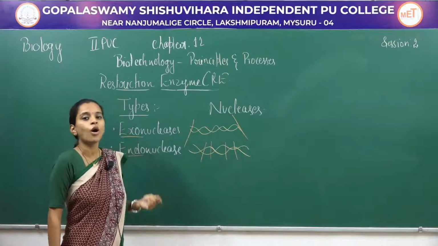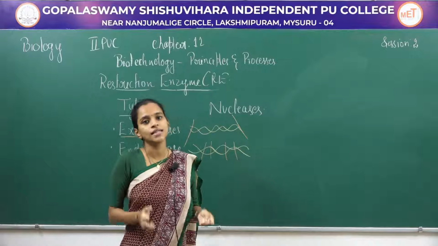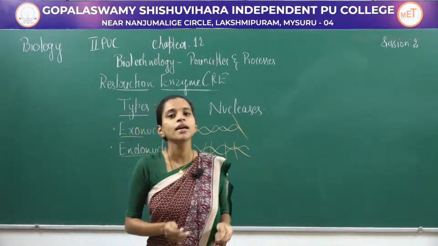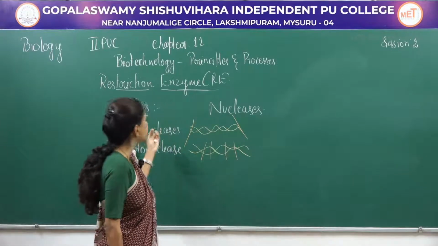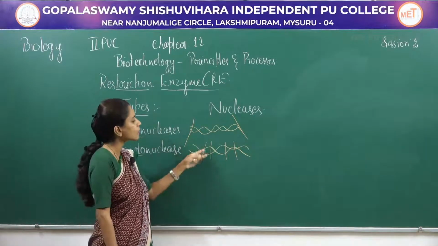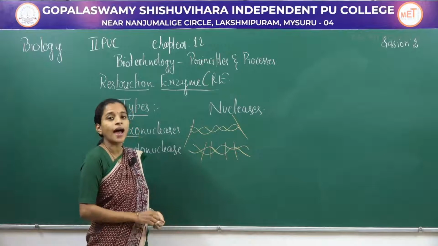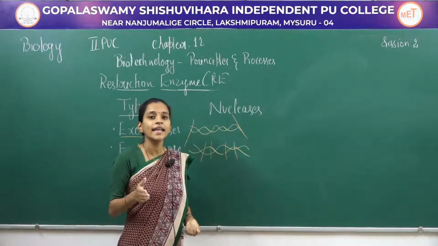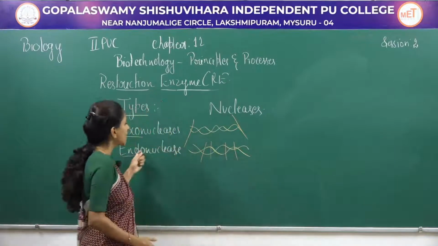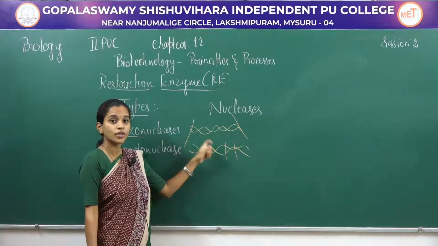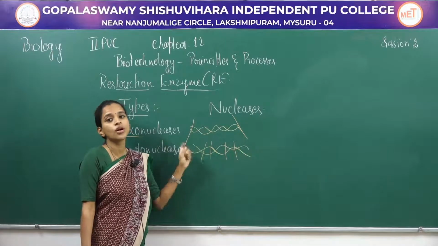Both of them are commonly called biological scissors because they help in breaking down or cutting the DNA sequence. These restriction enzymes act on double stranded DNA. And here you already know that DNA is made up of a sugar phosphate backbone. So first, once the endonuclease or exonuclease acts on a DNA, they break the sugar phosphate bond.